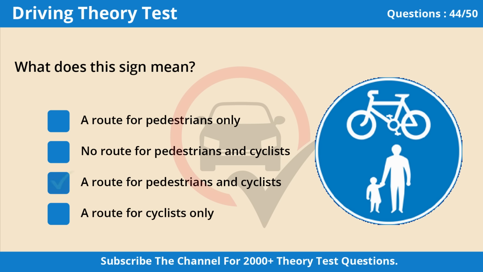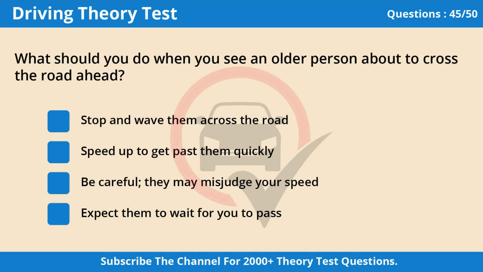C. A route for pedestrians and cyclists. Question 45. What should you do when you see an older person about to cross the road ahead? A. Stop and wave them across the road. B. Speed up to get past them quickly. C. Be careful, they may misjudge your speed. D. Expect them to wait for you to pass.